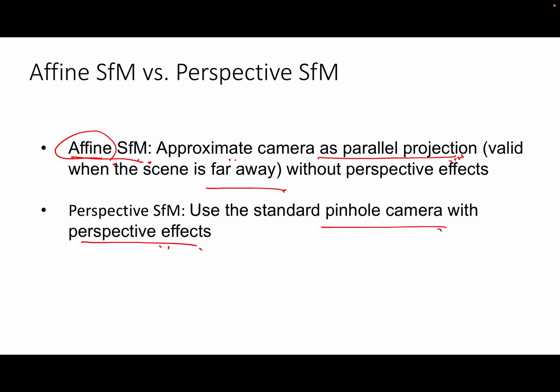So there are two kinds of structure from motion. This gives a stronger constraint to reduce ambiguity. This is more realistic.